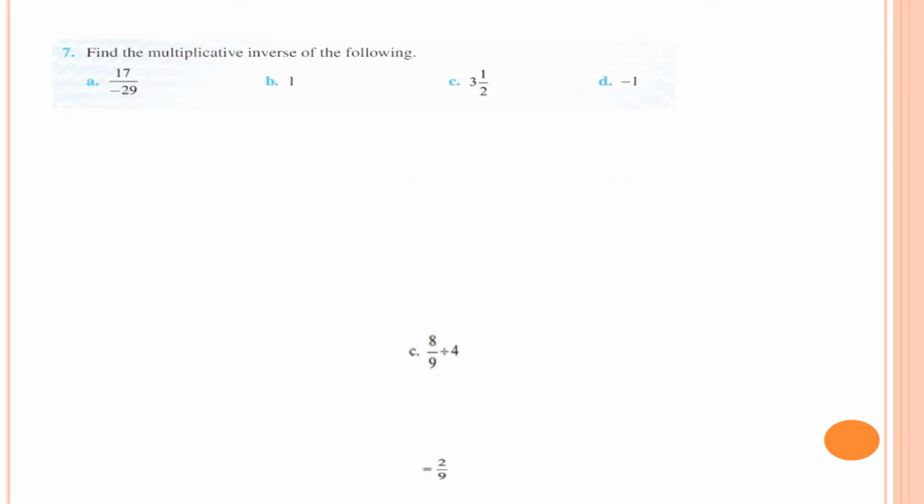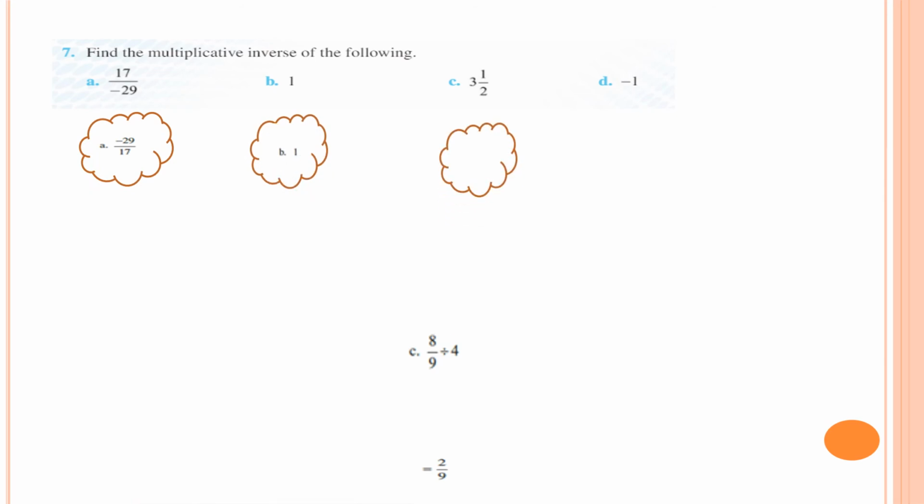So now let us come to question number 7. It says that I have to find the multiplicative inverse of the following. So the multiplicative inverse of 17 by minus 29 will be the reciprocal of that, that is minus 29 by 17. Similarly, the reciprocal of 1 will be 1 by 1, that is 1 only. Reciprocal of 3, 1 by 2: first I'll convert that into this fraction, that will be 7 by 2, and the reciprocal of that will be 2 by 7. Last one, minus 1, the reciprocal will be minus 1 only.